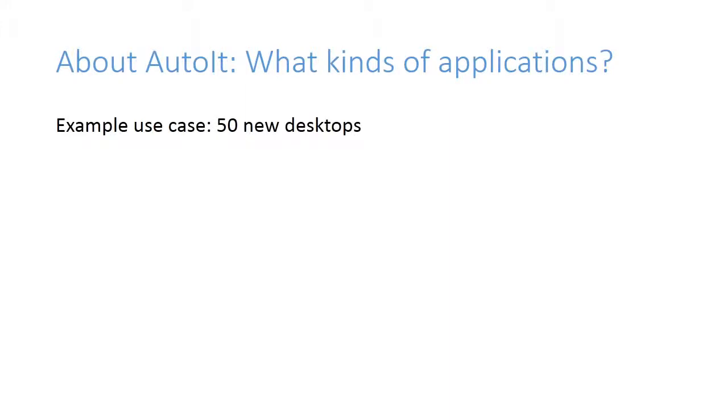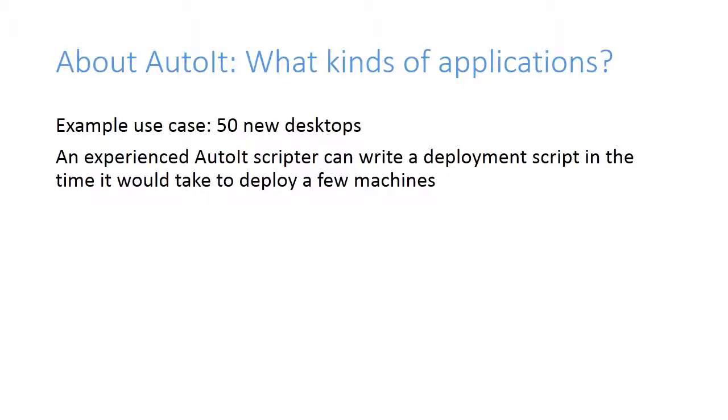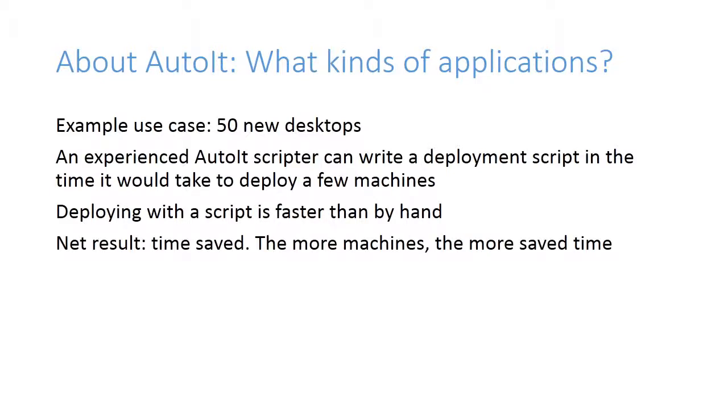As an example, say you're a system administrator with 50 new desktops to deploy. In the time it takes to take a few machines out of the box and set them up and install software, an experienced AutoIt author could write a script that would do that work for them. Deploying with the script is then faster than you can do it by hand. In the end, you save time. The more machines you're deploying, the more time you save.